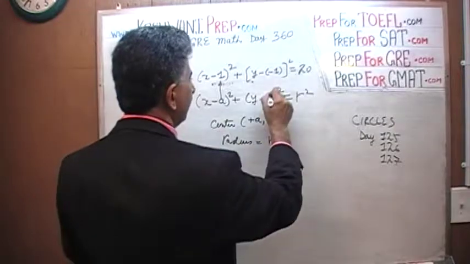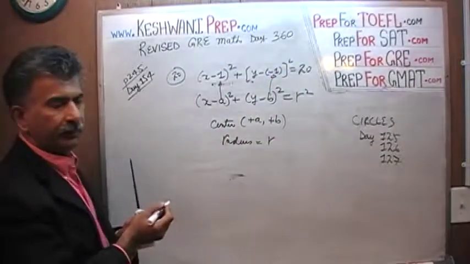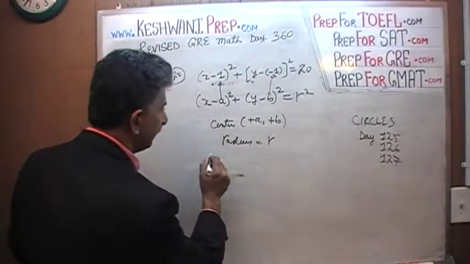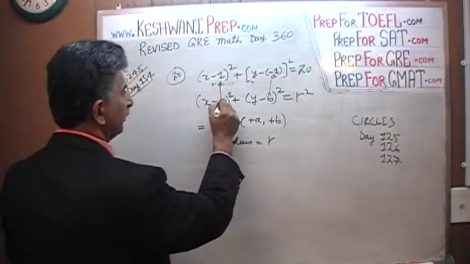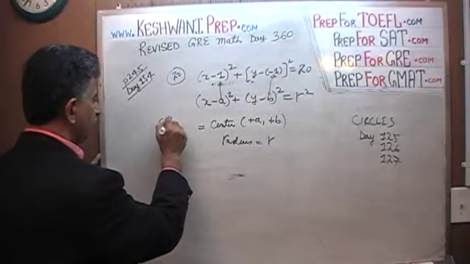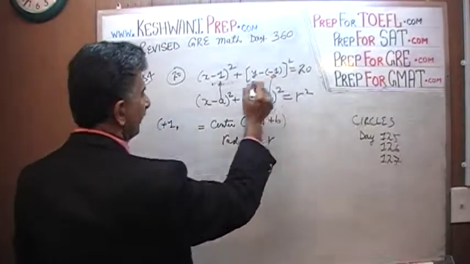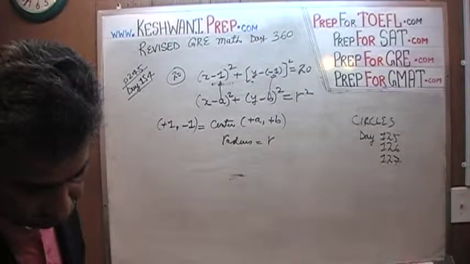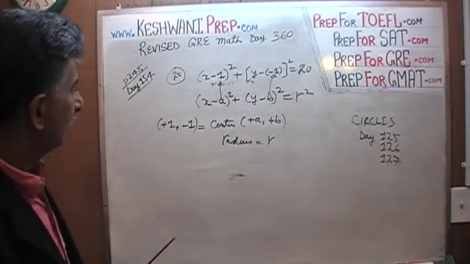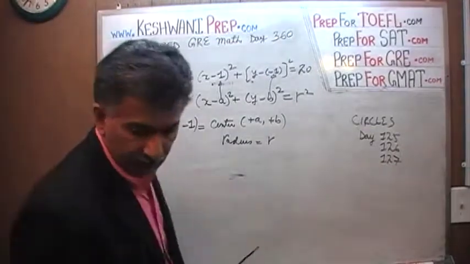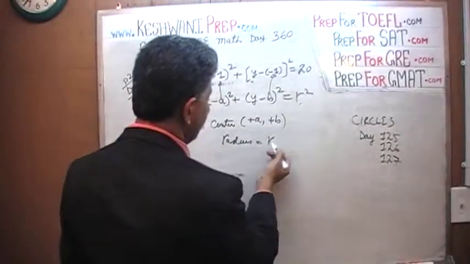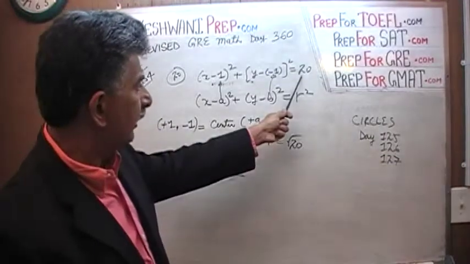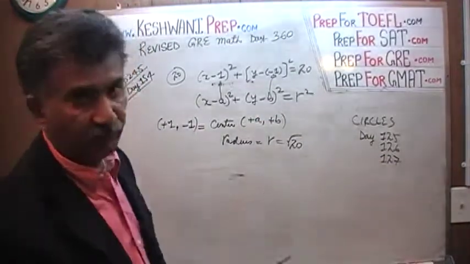So our b is actually negative 1 and our a is positive 1. So the center here is going to be, a is positive 1 and b, as you can see, is negative 1 right there. That's your center. The next thing they ask us is the radius. Well, this is r squared. The radius is going to be the square root of 20. R squared is equal to 20, therefore r is going to be root of 20.